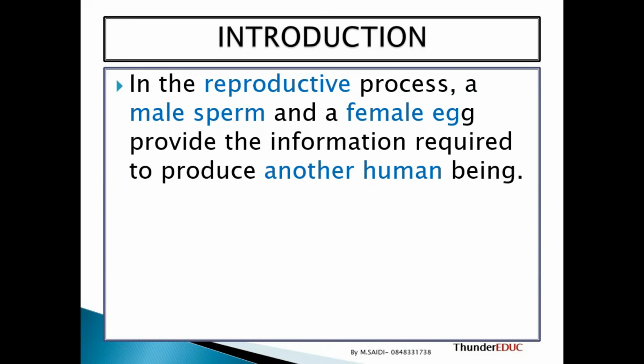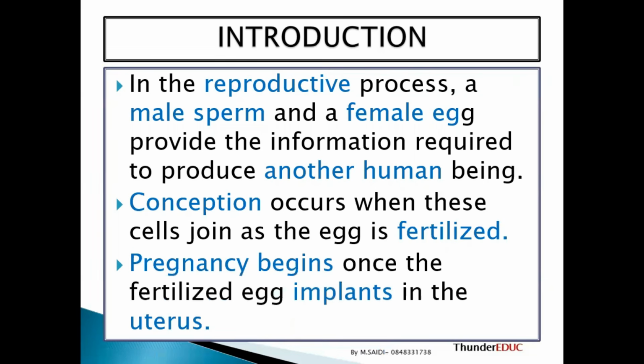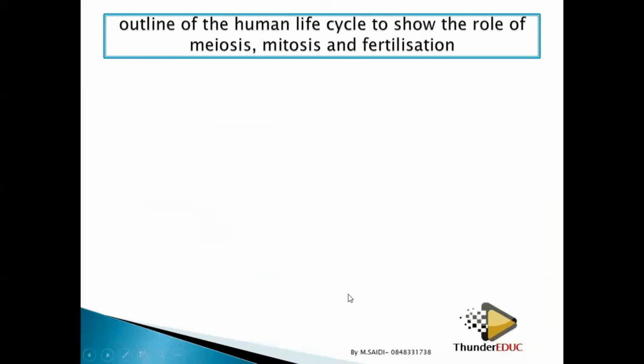which provides genetic material for the incoming generation. So when fertilization takes place, then conception is done. That is the time when the male gamete fuses with the female gamete. Then we say that you are pregnant or you have conceived. So pregnancy begins once the fertilized egg is implanted in the what? In the uterus. The moment implantation occurs, we say that the person is pregnant. But implantation cannot take place unless fertilization has occurred.